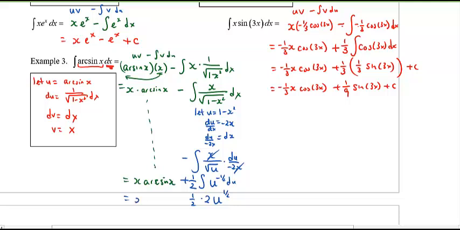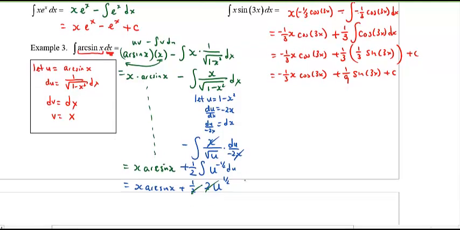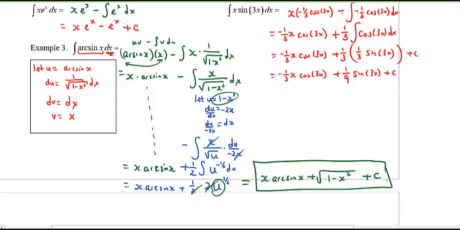And of course we still have our x arc sine of x. Notice the 1/2 and the 2 divide each other out, and then I'm thinking here we get x arc sine of x plus u to the half, and u, once again, we can resubstitute as 1 minus x squared to the 1/2, or if you prefer the square root, I'm okay with that as well. And then finally, don't forget, you got it, plus C. And there's your answer. Okay.